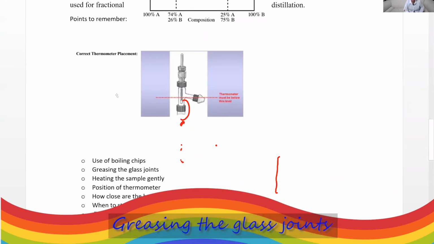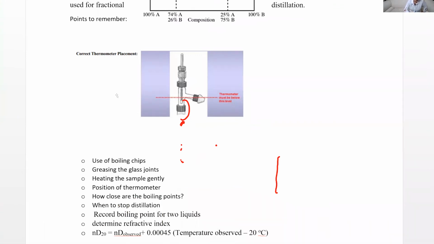Greasing glass joints. You must grease the glass joints for two reasons. One, to make sure that there is a sealed system. You don't want the vapor to escape from any opening. Second, when you are heating two glass pieces that are connected to one another, they can freeze together. So if it's not greased properly, it will be stuck and freeze together, and it would be hard to separate them when you are done.